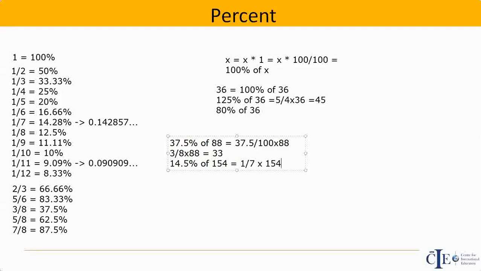Now 7 goes into 154 because 154 is actually 140 plus 14. So you can say this 154 splits to 140 plus 14, which is nothing but 20 times 7 is 140, and 2 times 7 is 14, which is 22. So this would be equal to 22. Okay, now this is equal to 22.